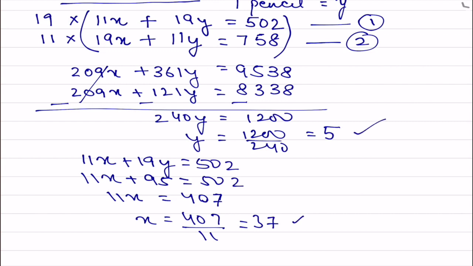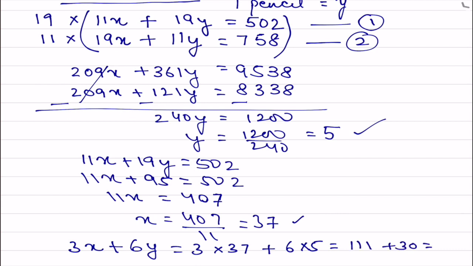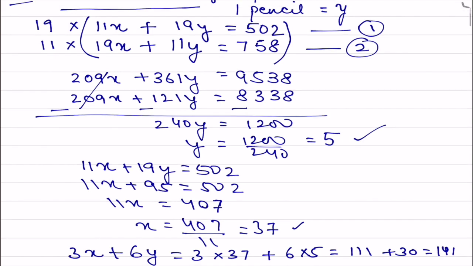But they have asked how much 3 pens and 6 pencils together cost. So our answer will be 3x plus 6y. Their together cost, not a single cost of pen and pencil. So 3 into 37 plus 6 into 5. So it becomes 111 plus 30, that is equal to 141 rupees. So this is the answer, children.